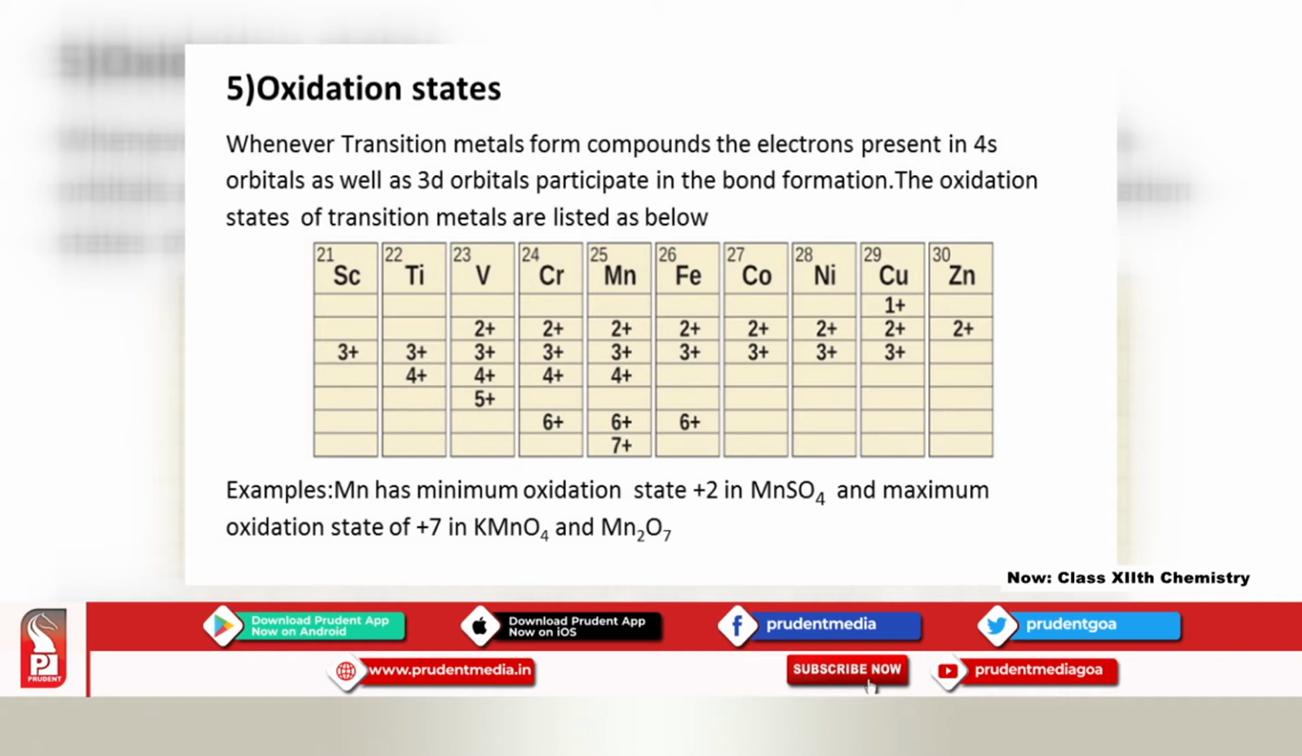When there are more unpaired d electrons, you find variable oxidation states. See here: vanadium, chromium, manganese and even iron have a large number of unpaired electrons.